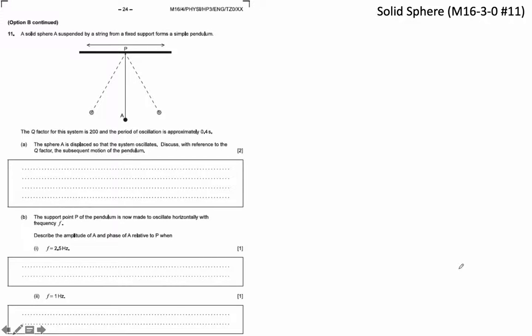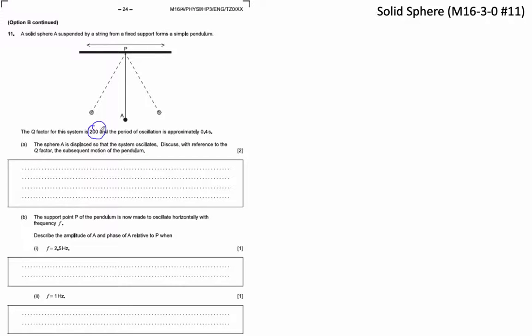All right, a solid sphere is suspended by a string from a fixed support that forms a simple pendulum. The Q factor is 200. It's displaced so it oscillates. So discuss with reference to the Q factor the subsequent motion of the pendulum.